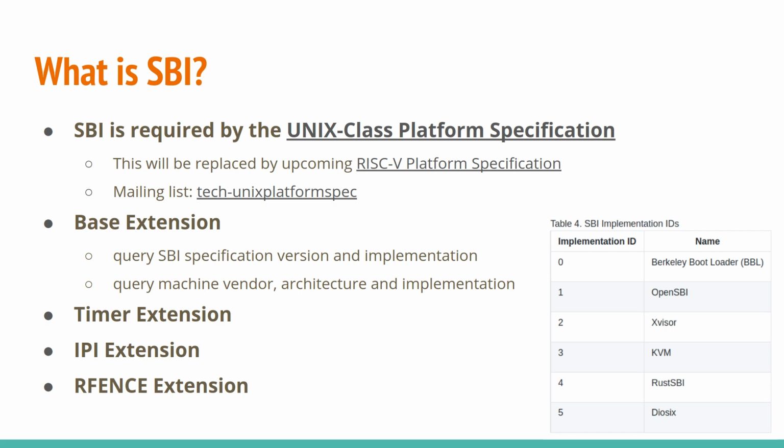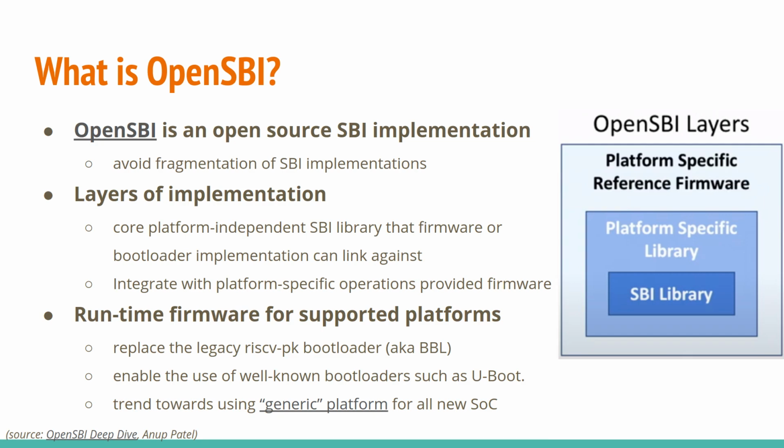In SBI we have several extensions. Starting off with the base extension, which basically allows us to query what version it is, which implementation it is, along with things like the machine vendor, architecture, and implementation. And then we also have the timer extension, the IPI extension for interprocessor interrupts, and the remote fence extension. OpenSBI is an open source implementation of the SBI spec. And the idea here is to avoid fragmentation by having layers of implementation.